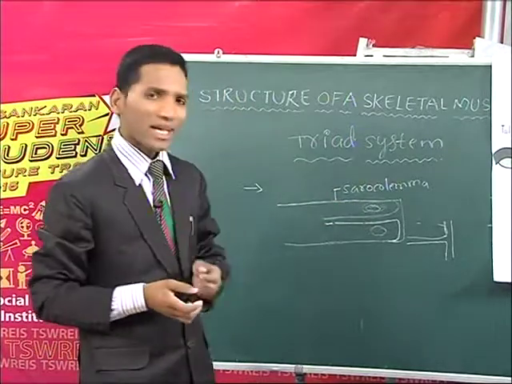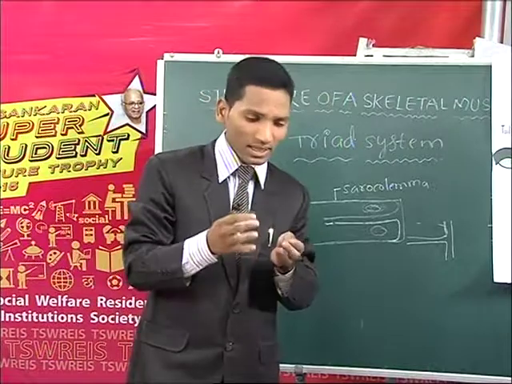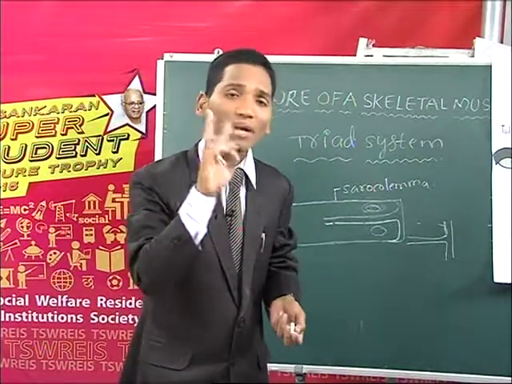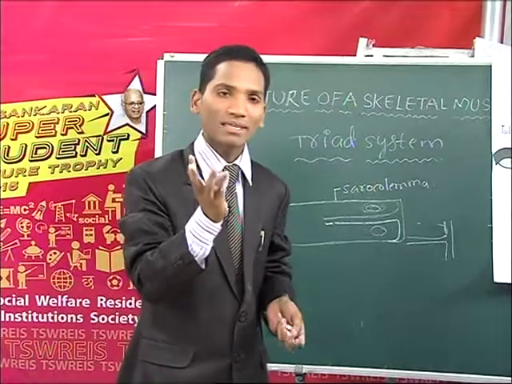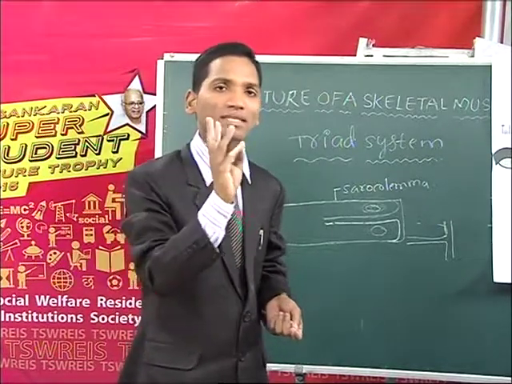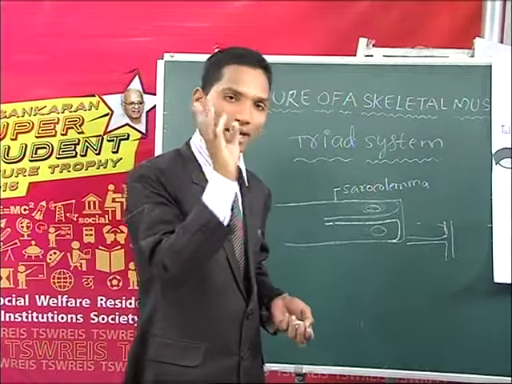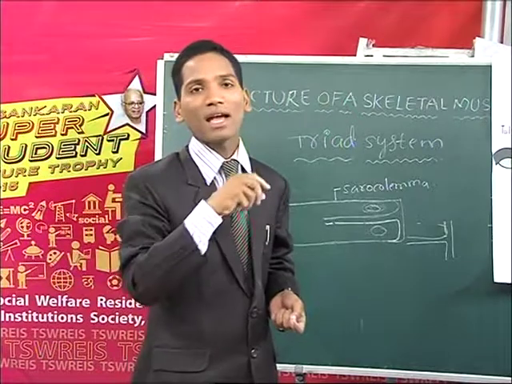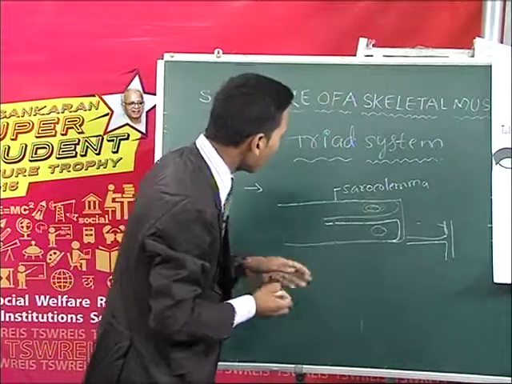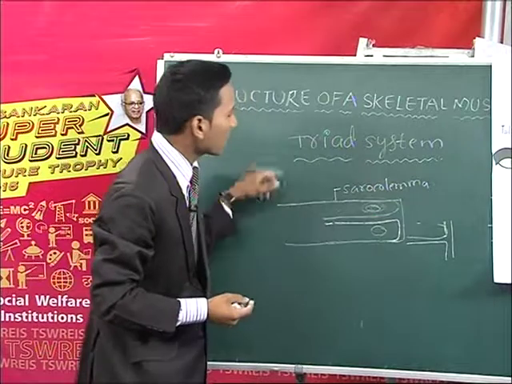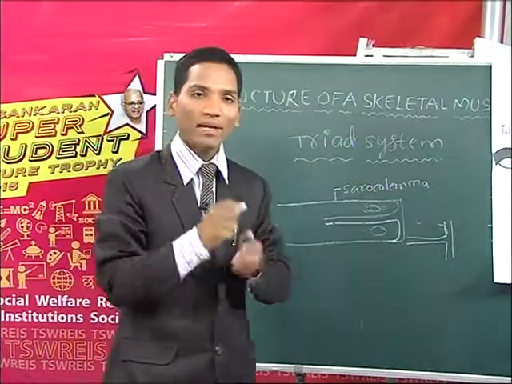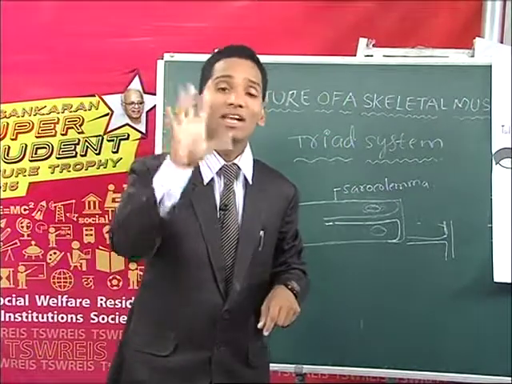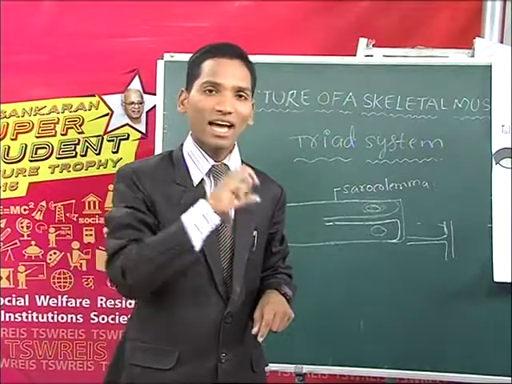In mammals, this triad system occurs in between the A and I band. You know the A and I band. A is the anisotropic band, and I is the isotropic band. A can also be called the dark band, and I can be called the light band. So, in mammals, this triad system occurs at the A and I band, whereas in non-mammals this triad system occurs at the Z line.